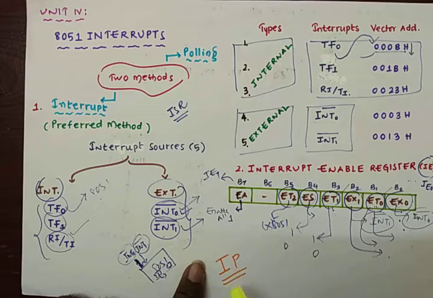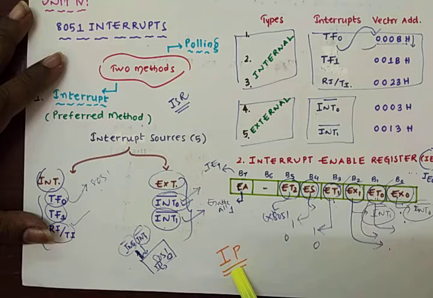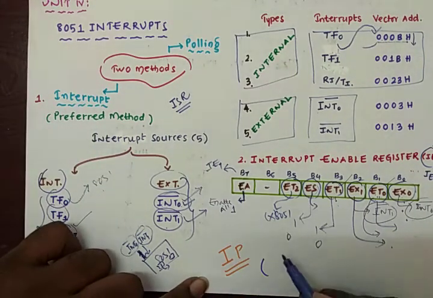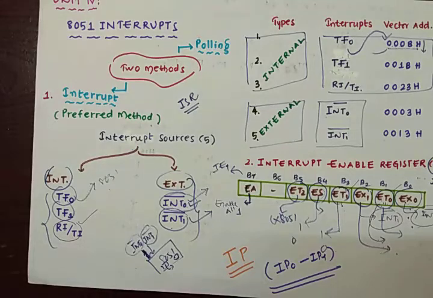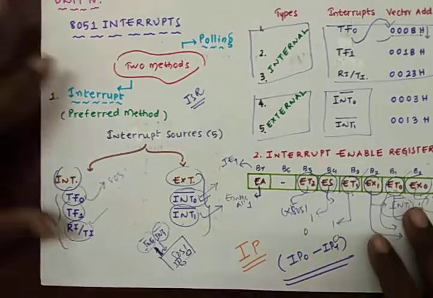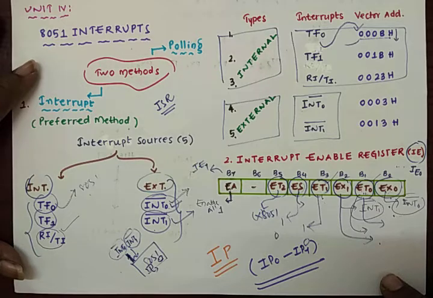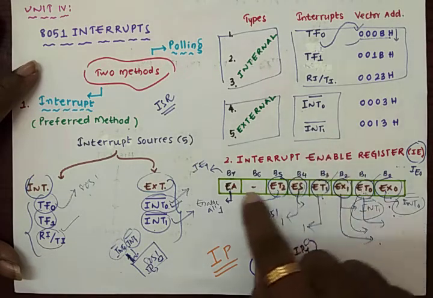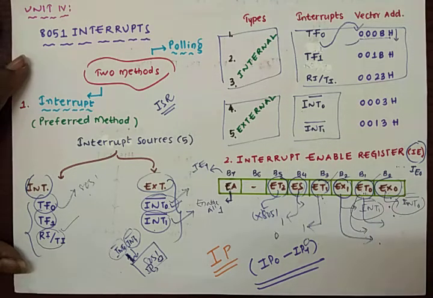That priority will be decided by the register called the interrupt priority register, that is IP. And it is an 8-bit register, so we have IP0 to IP7 bits. This interrupt priority register is used to set the priority of interrupts as highest or lowest. It is also bit addressable because the 8 bits can be enabled or disabled individually, that is IP0 to IP7.